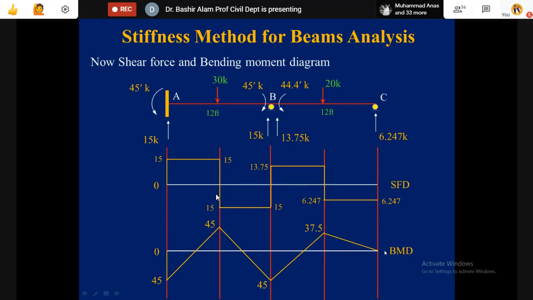And what can be the good option? The good option can be you verify whatever you solved by the flexibility method. You just verify the solution of those problems by using the stiffness method. So now you are getting an opportunity to verify your values by using the other method also.